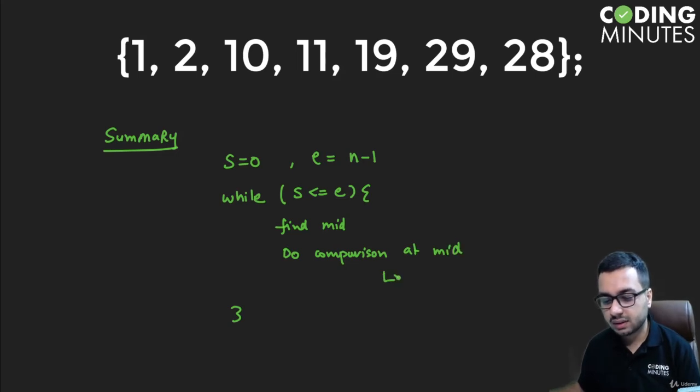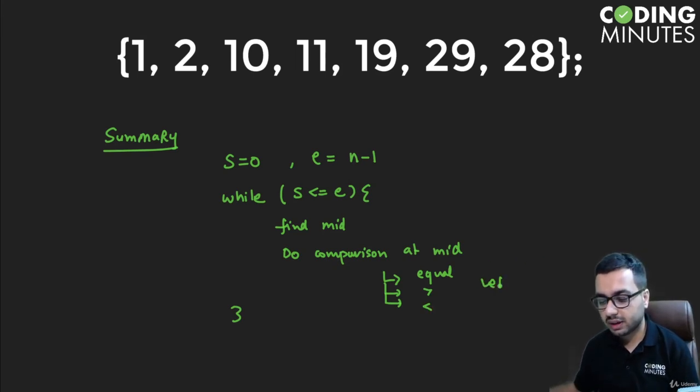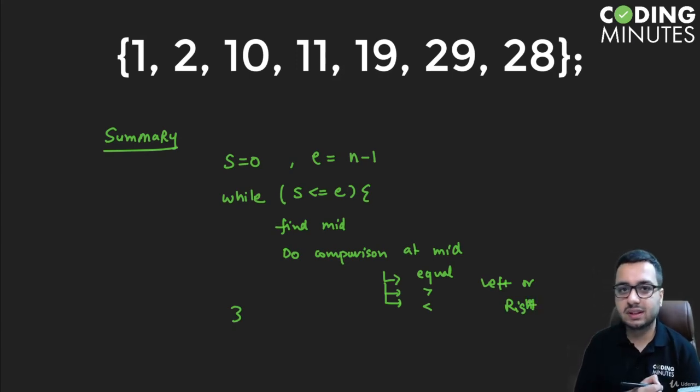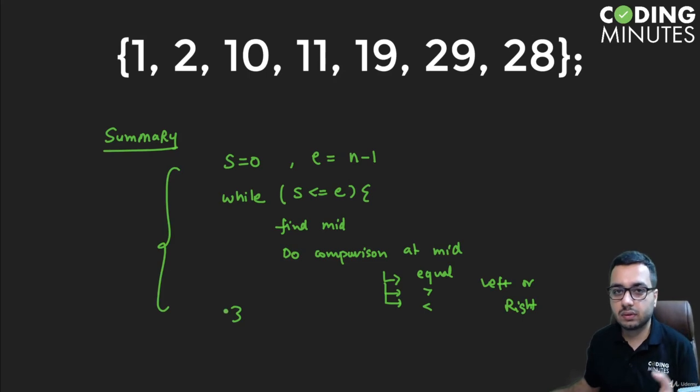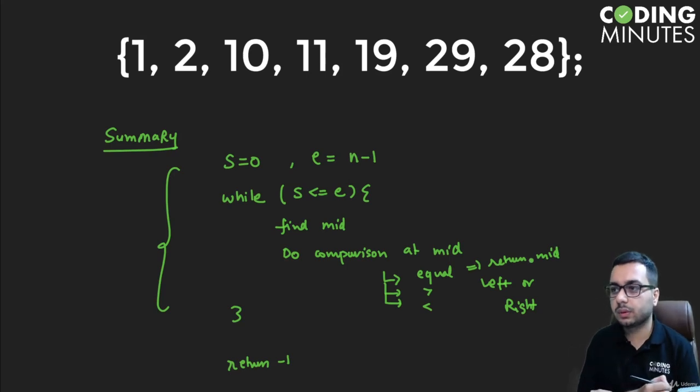From this comparison you can have three outcomes: either the element is equal to mid, or it is greater than mid, or it is less than mid. Accordingly you will move left or right. In the next video we will see the exact code, but this is at a high level what we are going to do in the algorithm. If we are out of the loop, we return minus 1, and if it is equal, we return the midpoint.